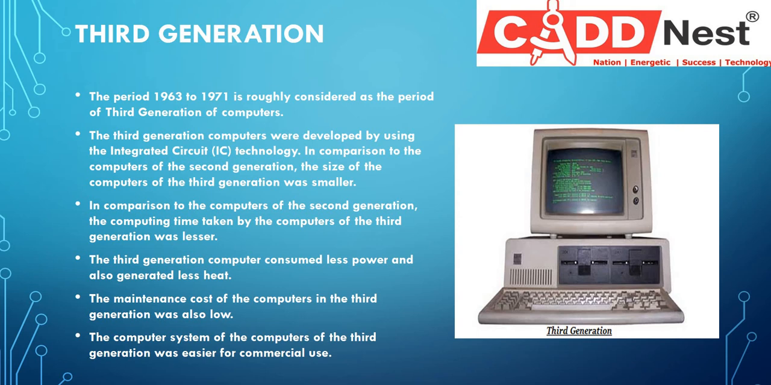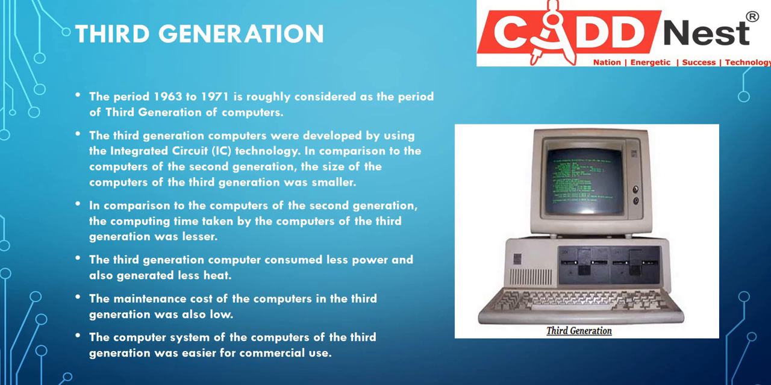Third generation computers consumed less power and also generated less heat. The maintenance cost of the computer in the third generation was also low. The computer system of the third generation was easier for commercial use. So compared to both the first and second generation, the third generation computers were quite accurate and did not consume more power or generate more heat, and it gives us the result accurately.